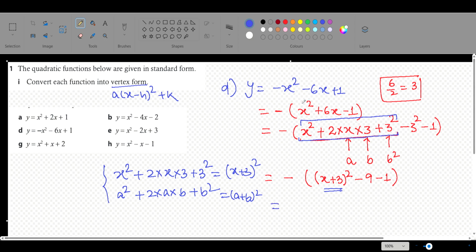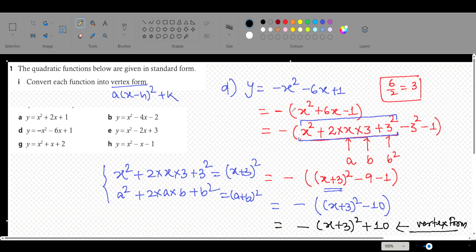Proceeding further, negative outside the bigger bracket, x plus 3 whole square, a smaller bracket, minus 9 minus 1, it's negative 10, bracket close. And finally, now we can take the negative inside. So I'll have negative x plus 3 whole square plus 10. This is the vertex form. And the vertex is negative 3 comma positive 10.